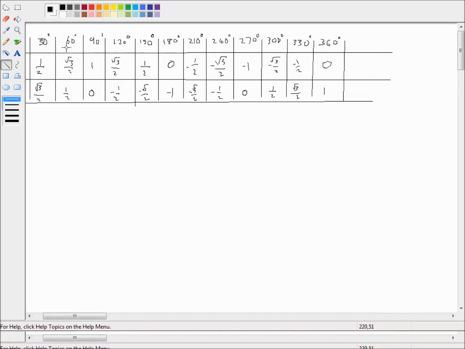Okay, so now we've got our table of values. Let's see if we can sketch this graph. So it looks like the y-axis is going to go from positive 1 to negative 1. So 1 is the highest value it's going to get, 0 will be in the middle, and negative 1 is the lowest value. So we can fill in the halfway mark and say this is a half, and this is negative a half.